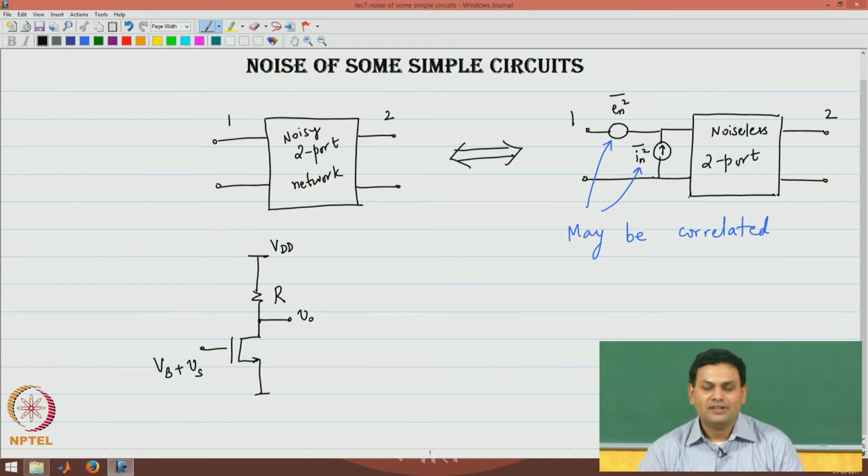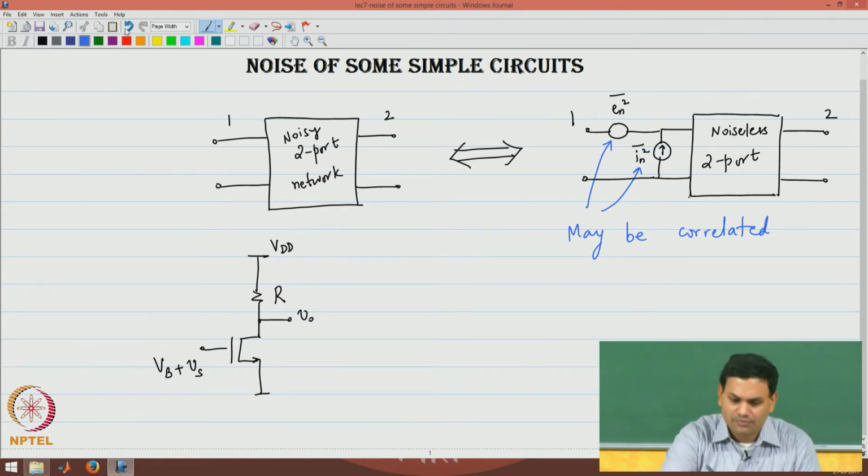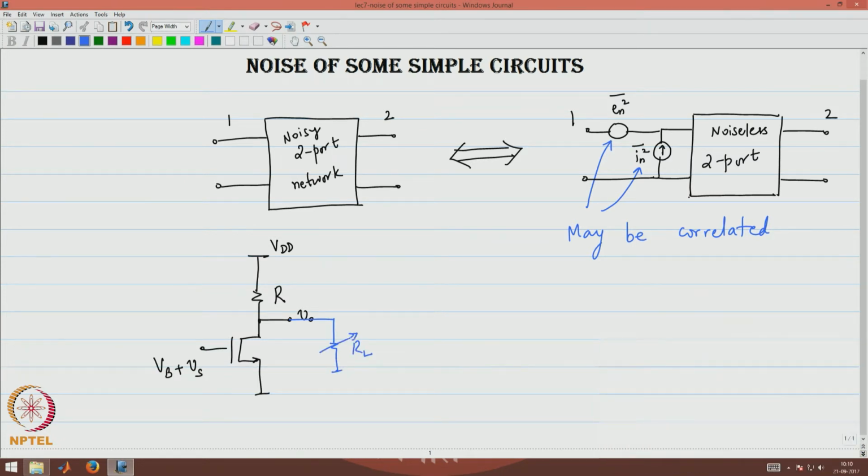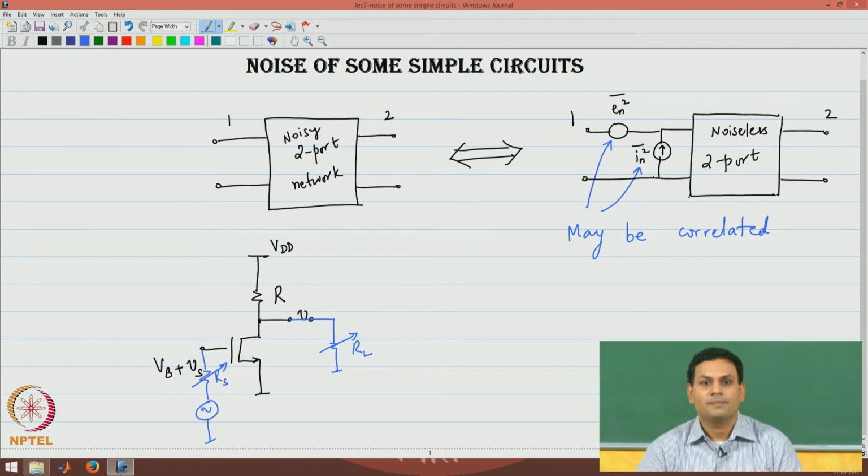Now, please note that the input referred noise is a characteristic of the two-port itself. It should ideally be valid for any value of load resistance and any value of source resistance. So, in other words, the input referred noise should not be a function of Rs or RL.